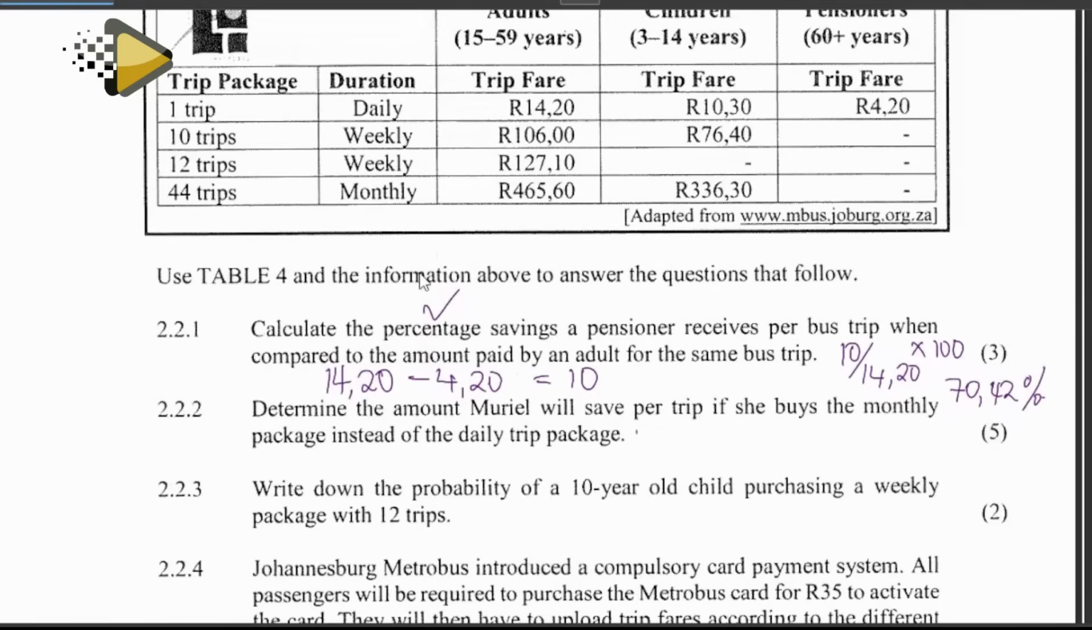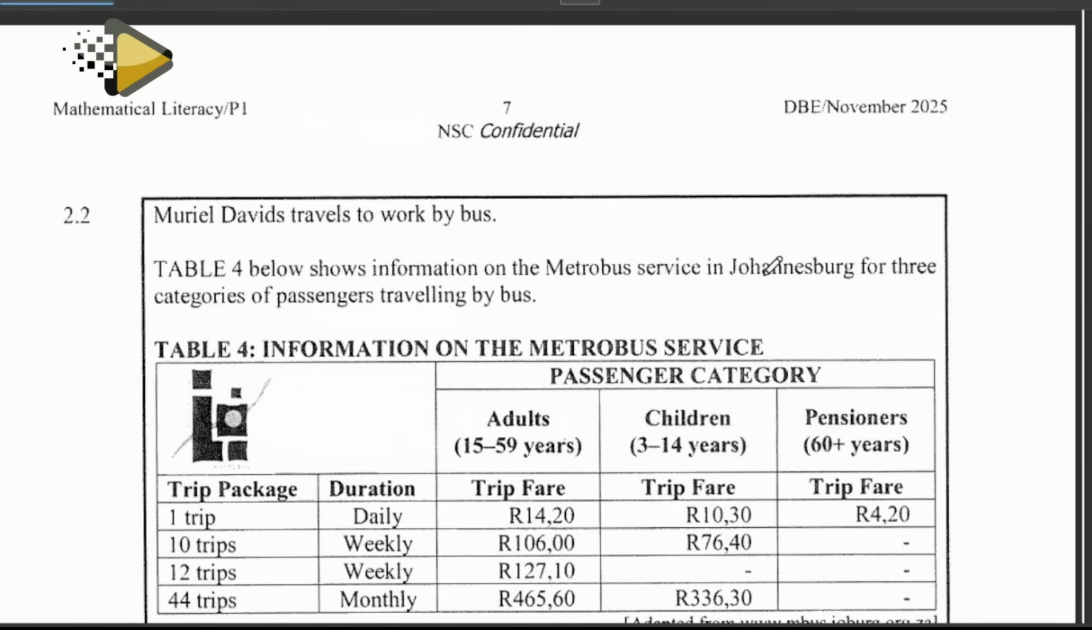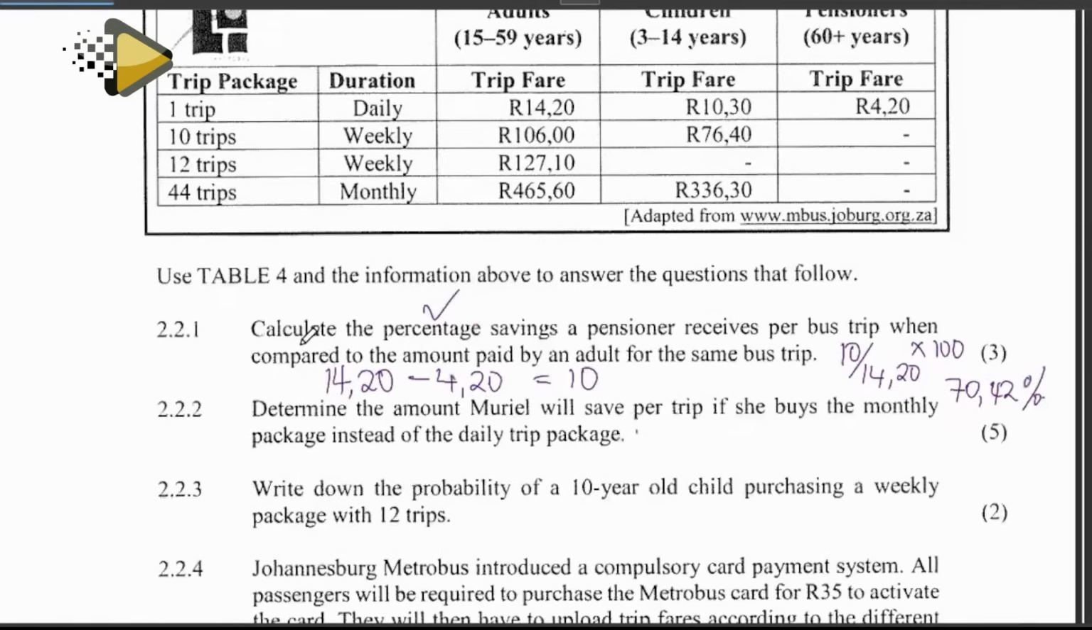Per trip. So, remember, they talked about that. Monthly, it caters for 44 trips. Right? Monthly, this one here caters for 44. Now, this is daily, one trip. If she's going to cover also 44 daily, she'll say 44 times 14 comma. You see that? Because we're going to compare that there. 44 trips, one trip.